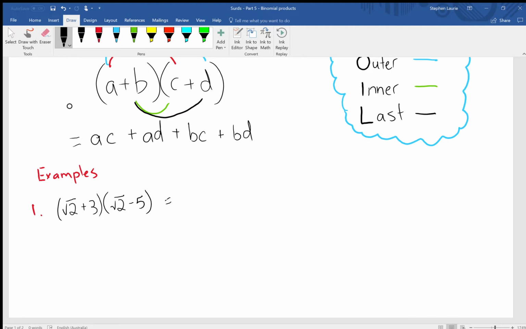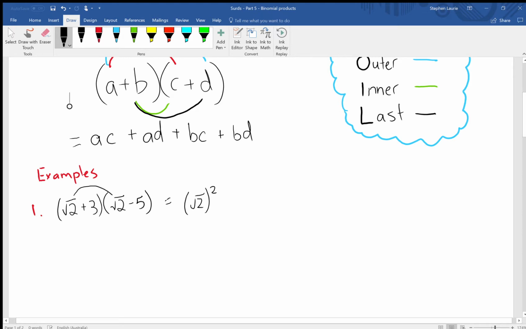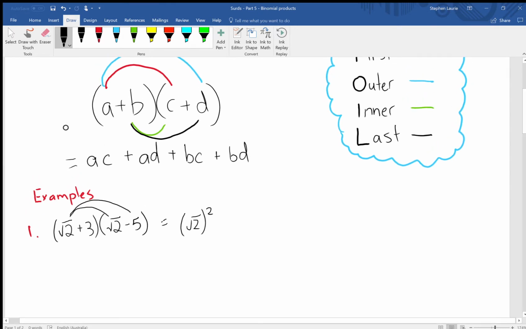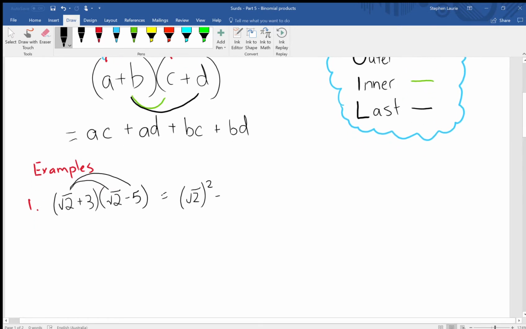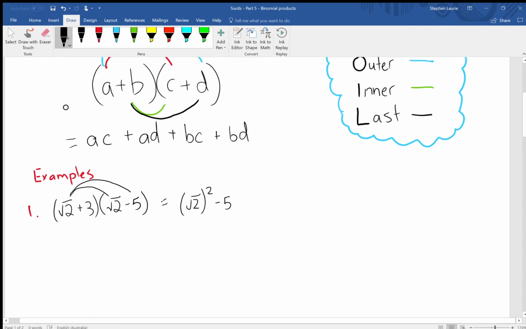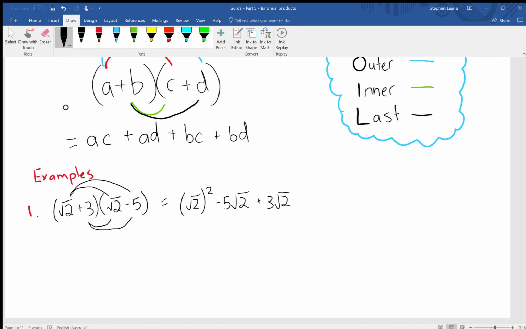First, square root of 2 times the square root of 2, well that's just the square root of 2 squared. Then we have the outer, that is root 2 times negative 5, or putting the number out the front, negative 5 root 2. Then we have the inner, 3 times root 2, so positive 3 root 2. And finally, the last, 3 times negative 5, which is negative 15. I'm getting ahead of myself there.